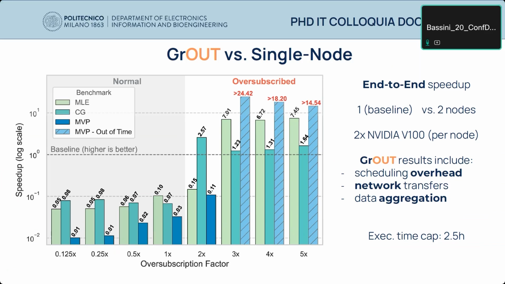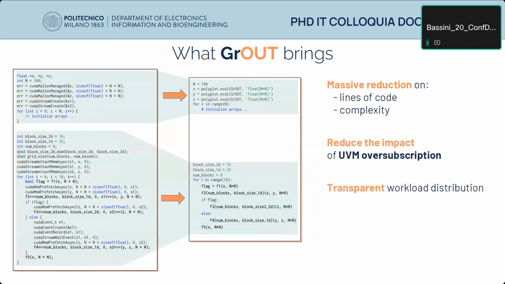On the left part of the axis, you see the normal behavior. We are not oversubscribed. We are not using unified virtual memory oversubscription. On the right side, we are using oversubscription, and as the baseline, we are plotting the single node execution, while the actual result that you're seeing is GROut on 2 nodes. So one could expect a 2x performance improvement, but given the fact that we are using the oversubscription, we reach 7x and 24x of performance improvement on the overall workload end-to-end, considering all of the additional overhead of going distributed.